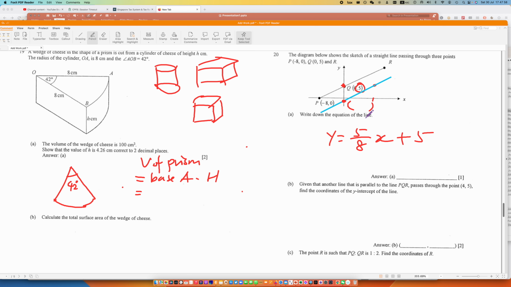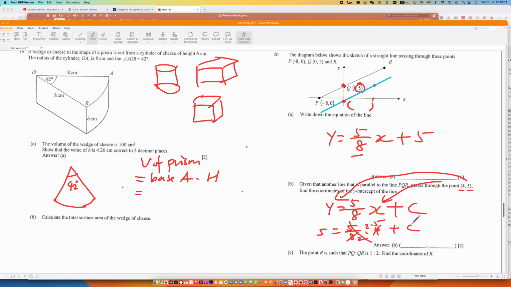It cannot be 7.5. So another line is parallel. What is the meaning of parallel? Parallel means same gradient. So another line is y equals to 5 over 8 x plus c. I don't know the c, because now it's not the same. You have the 4, you have the 5, right? Sub it in, then you get your c. So 5 equals to 5 over 8 times 4 plus c. So this is 2.5, so c equals to 2.5.